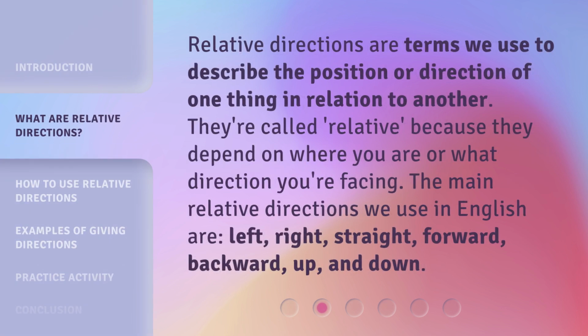Relative directions are terms we use to describe the position or direction of one thing in relation to another. They're called relative because they depend on where you are or what direction you're facing. The main relative directions we use in English are left, right, straight, forward, backward, up, and down.